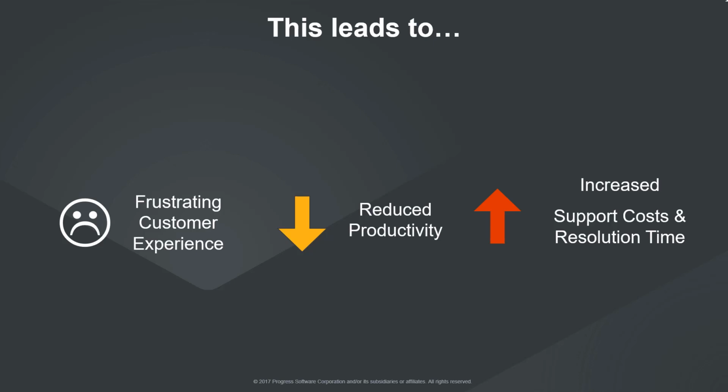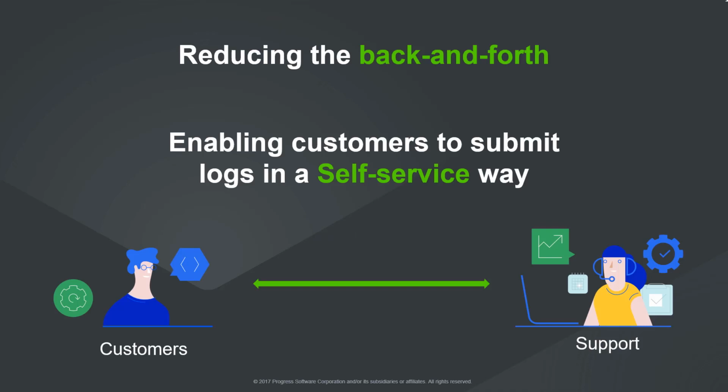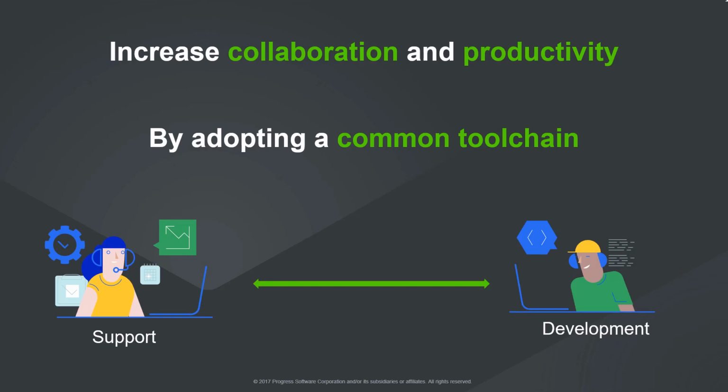So the key to optimizing the support process is to reduce the back and forth between customer and support teams and increase the collaboration and productivity of support and development teams. The back and forth can be reduced by empowering users to submit logs in a self-service way with little to no intervention from the support team. This would make the first step more seamless and with fewer hops. And then the key to increasing collaboration and productivity is to embrace a common tool chain across teams and processes.